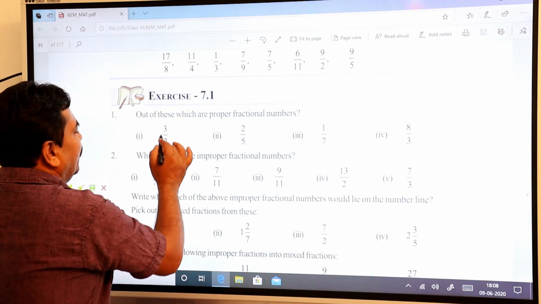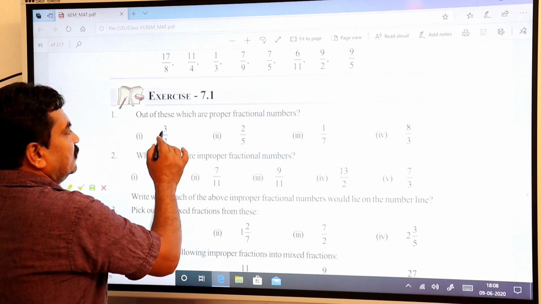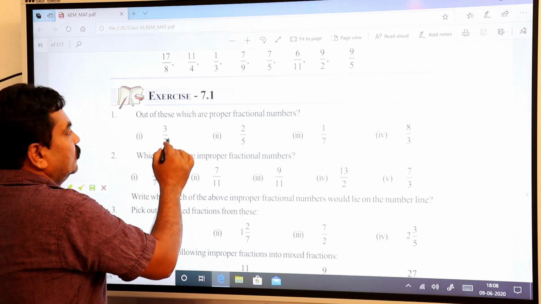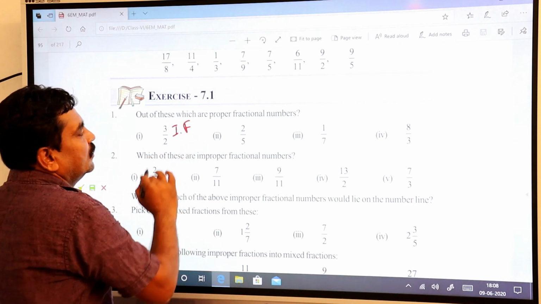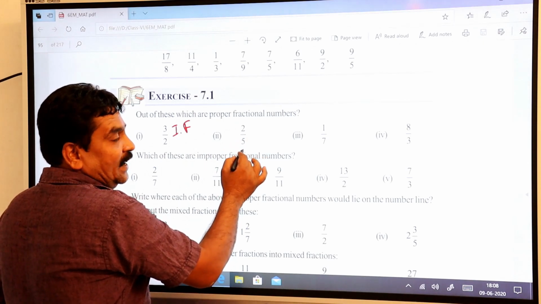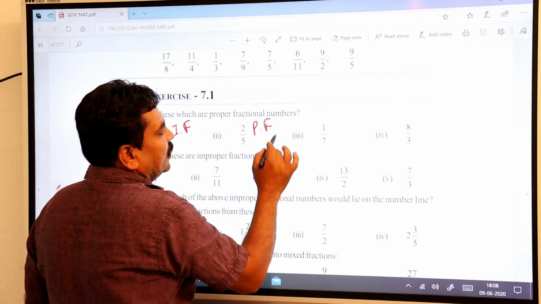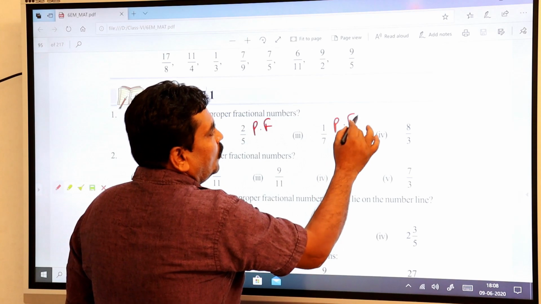So here 3 by 2. 3 is more than 2. This is your improper fraction. 2 by 5. 2 is less than 5. This is your proper fraction. 1 by 7. This is your proper fraction.